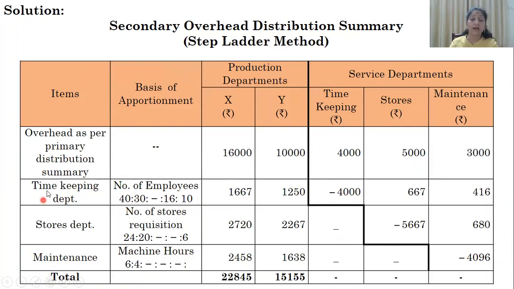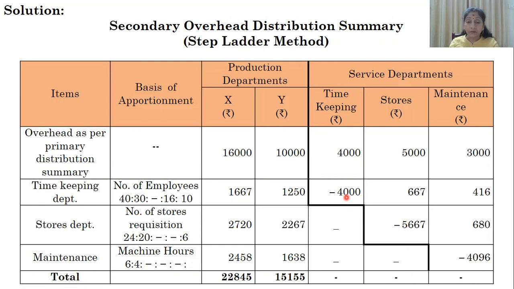We have to take the timekeeping department here. First, we have to take the timekeeping department. We have to write all the service departments here: timekeeping department, stores department, maintenance department. First, we are taking the timekeeping department on the basis of number of employees. Here in the timekeeping department, what are the expenses? Rupees 4,000. We have to take the full amount of 4,000.